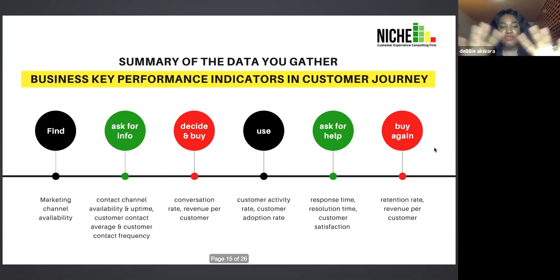So again, from a broad business KPI perspective, under the find stage, where they find you, you are assessing your marketing channel availability. Were you online? Was it telephone? Was it email? Was it Facebook? Was it social media? How did customers find you? You will get that. And another key thing that you will find, and I can share this template later, is that you would identify which of your channels are most efficient.